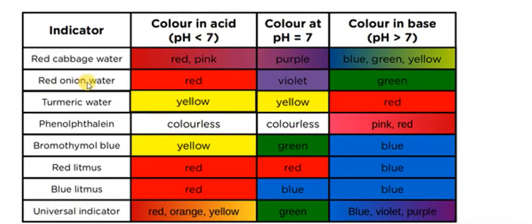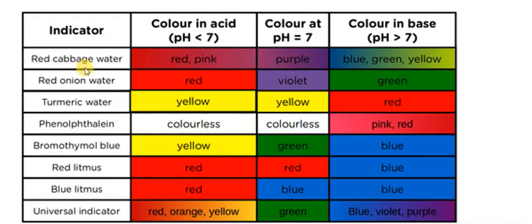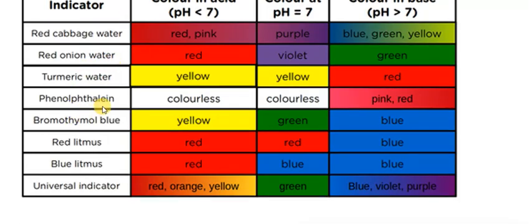Okay, these are some indicators basically used in acid-base titration. Red cabbage water, red onion water, turmeric, and phenolphthalein are also used, but we will talk about those indicators commonly used in laboratories: phenolphthalein, thymol blue, and sometimes universal indicators. Phenolphthalein is colorless in acidic media and colorless at pH 7, but pink at pH greater than 7, in basic media.